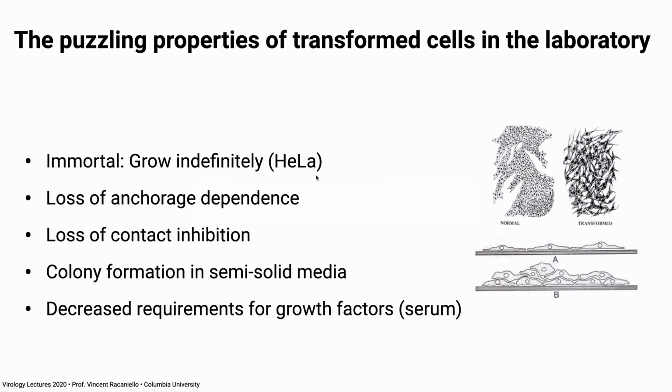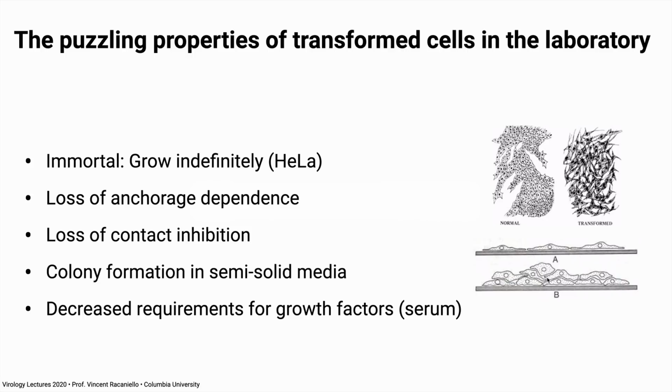These cells have lost anchorage dependence. They don't have to be attached to the plastic any longer. They can pile up on top of each other, which is also contact inhibition. Normal monolayers in panel A on the right, the cells touch each other. They stop growing. They don't pile up, but transformed cells pile up.